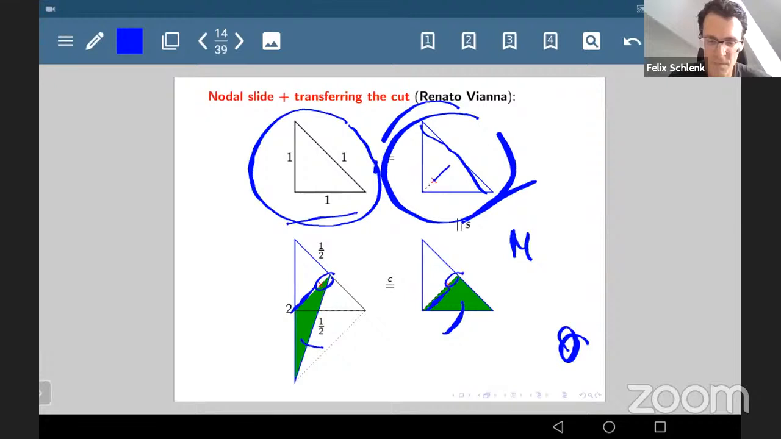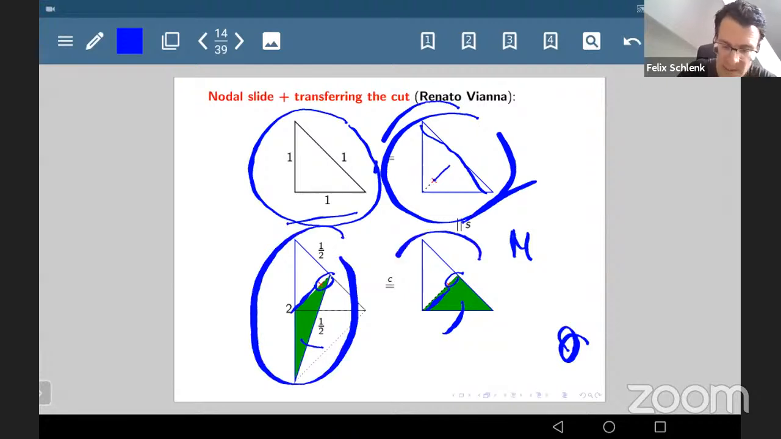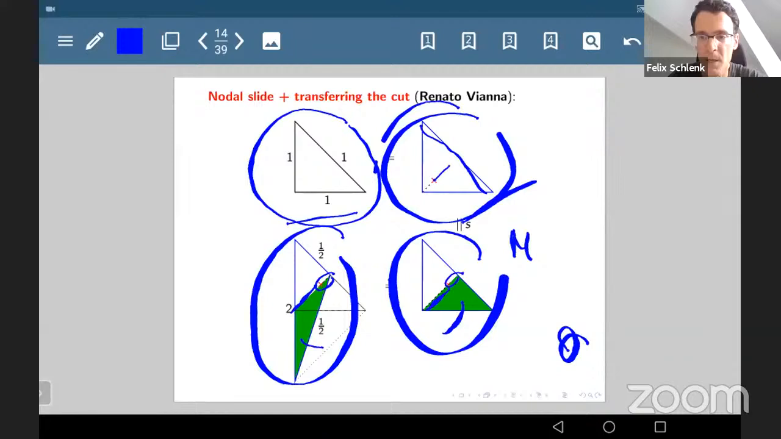Okay. And it is for all the sequel important to work with this triangle and not with this one. It's called transferring the cut. You transfer the cut here to the other side, but then you get a thinner, longer triangle. Okay?